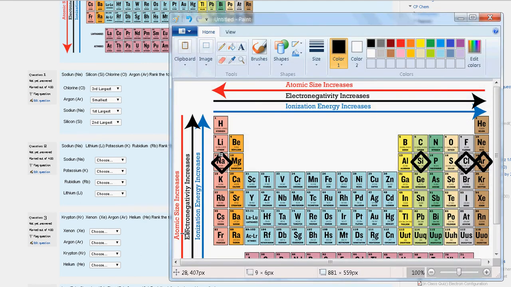Now, if we were going the other way, if they were all in the same column, the one furthest to the bottom would be the largest, and the one closest to the top would be the smallest. Okay, so that's how you do size.